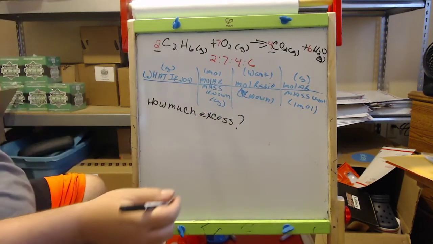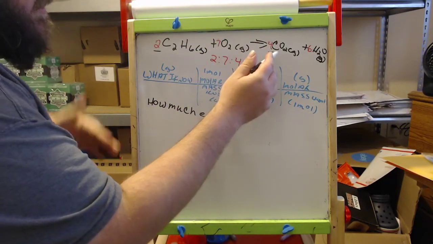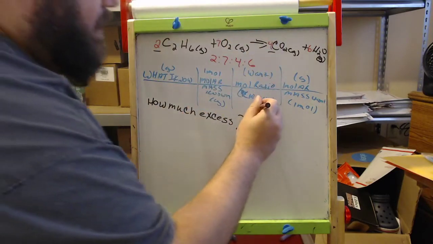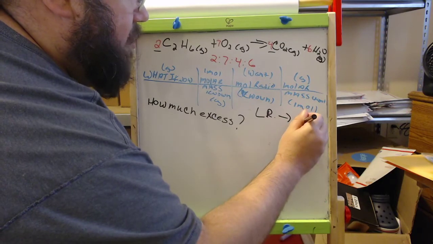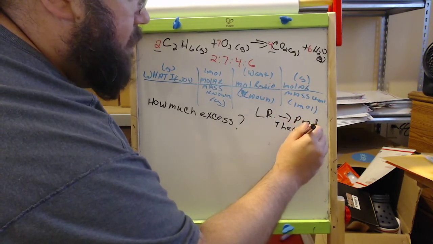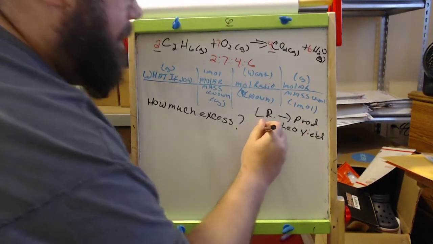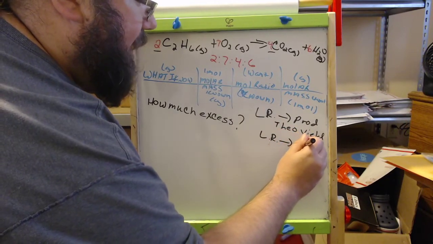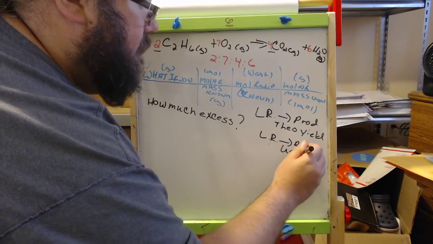reagent is left over? So if I take my limiting reagent and I convert it to products, I'm finding a theoretical yield. Okay, so limiting reagent to products, this is known as a theoretical yield, how much I'm going to get out. If I take my limiting reagent and convert it to the other reactant, I'm figuring out how much was used.